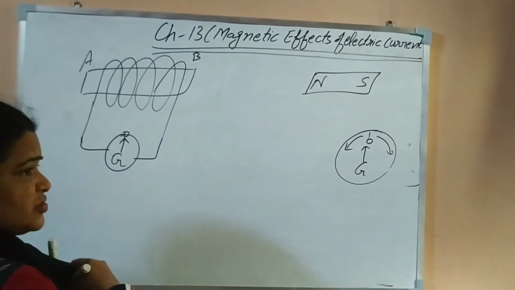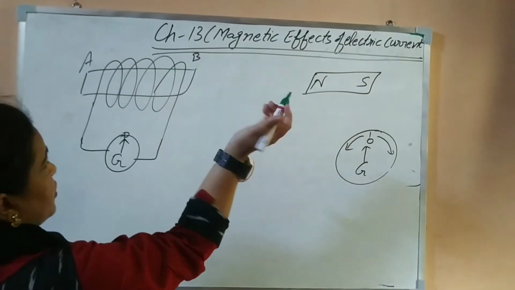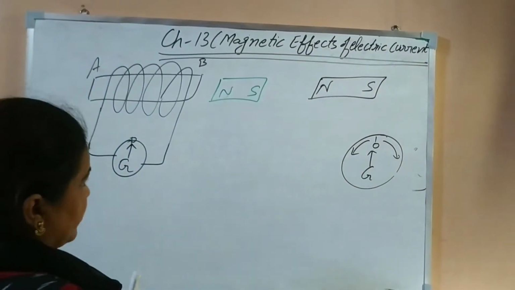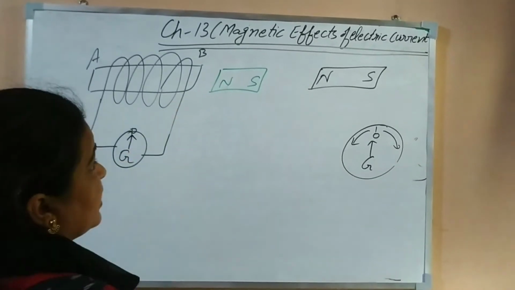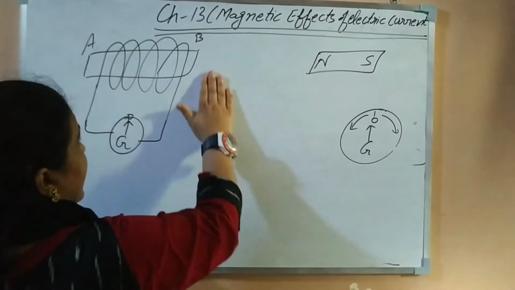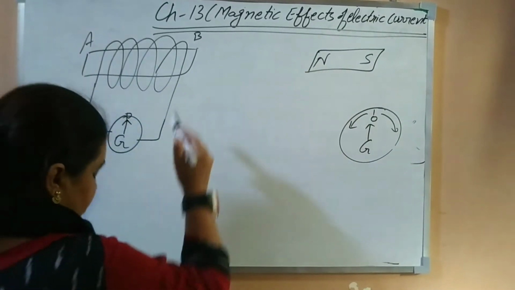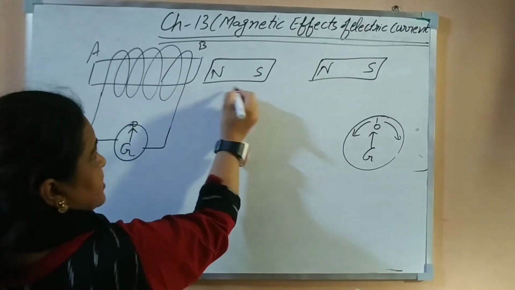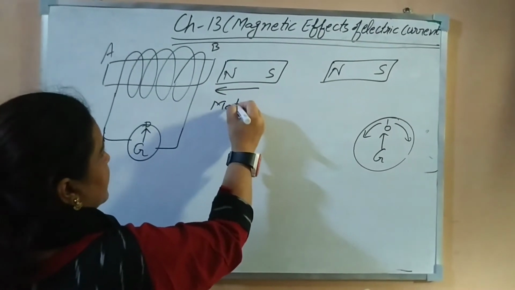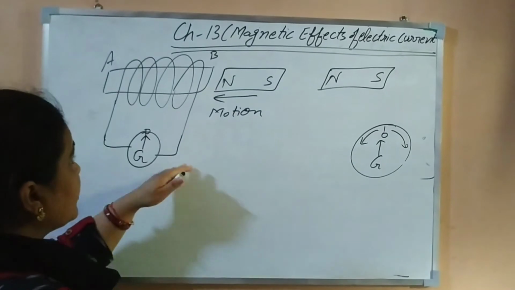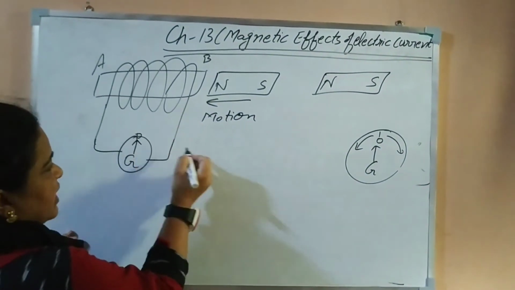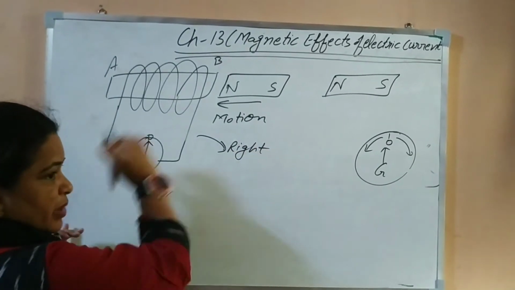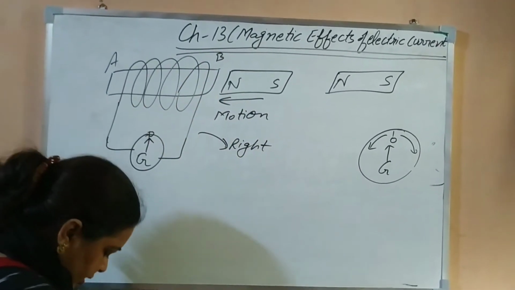First of all, he brought the magnet near to it. When he brought it near, he observed nothing when it was kept stationary. But when he took the bar magnet in motion, he observed that, momentarily, the galvanometer deflected towards the right side. Very fast, momentary, it deflected towards the right.